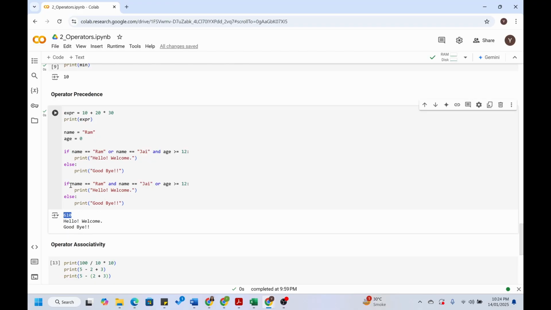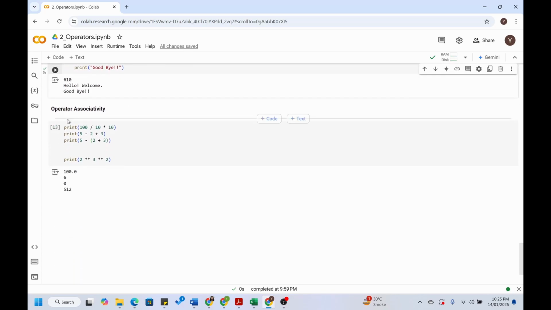Now here the next is I'm just replacing this operator precedence. Now I am writing if name equals Ram and name equals Jay or age. So now this condition will not be satisfied. This is false here itself, and the condition of Ram is correct. That means if my AND operator will work, it wants that this condition and this condition both need to be true. So that is not possible. So I am writing here goodbye. So this is the case, and this is the way the operator precedence can work.